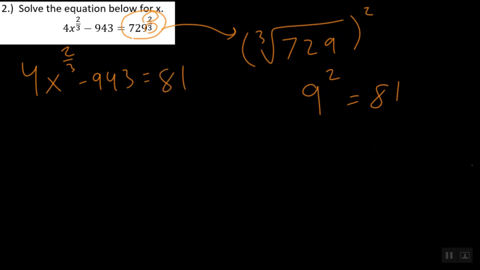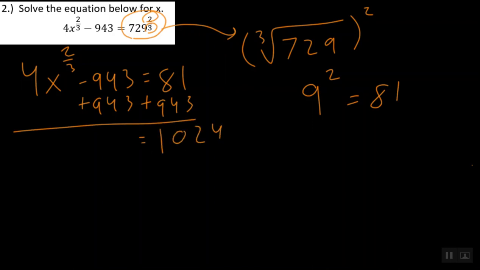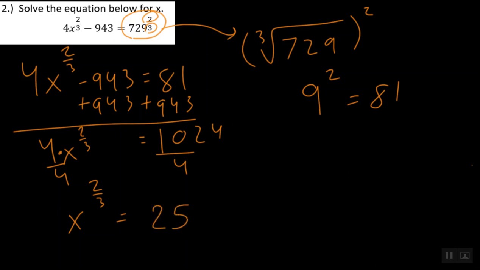Now from here, we're just doing basic solving. We get rid of our subtraction by adding 943 to both sides, so plus 943. And this is actually equal to 1024. And on the left side, we have 4x to the 2 over 3. Now our next question is, what do we get rid of first, the 4 or the 2/3? Do we get rid of our multiplication or the exponent? And let's always get rid of our multiplication first. So we'll divide both sides by 4. And we'll have x to the 2 over 3 is in fact equal to 1024 divided by 4 should be 256.